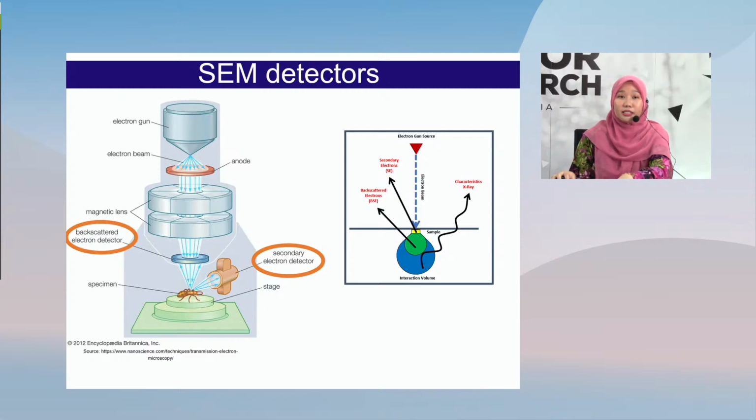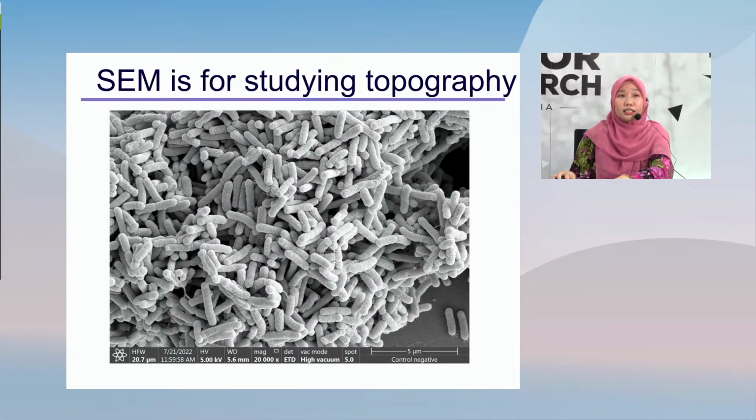The signal from this detector is primarily used to look at the crystallography and the magnetic field of the sample. But SEM is primarily used to study the topography of cells and other similar structures. With this type of microscopy, researchers are able to investigate the depth of the structures. In most of our studies, SEM is used to study topography. This is a part of my project, where this is the normal strain of E. coli.